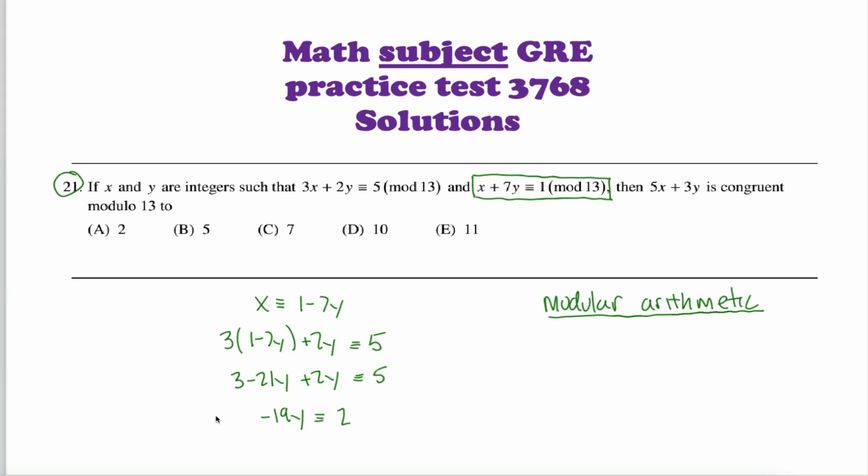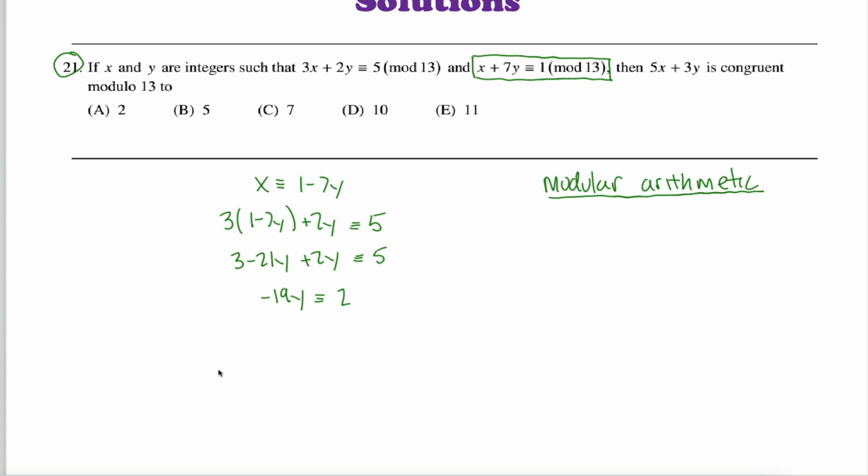You can't just divide both sides by negative 19. Division isn't a thing in modular arithmetic. More on that later. I think instead what you'd want to do is add 26y to both sides of this congruence, 26 being a multiple of 13. So that tells me that 7y is congruent to 2. Note, you don't have to write the 26y over here because 26y is congruent to 0 mod 13.